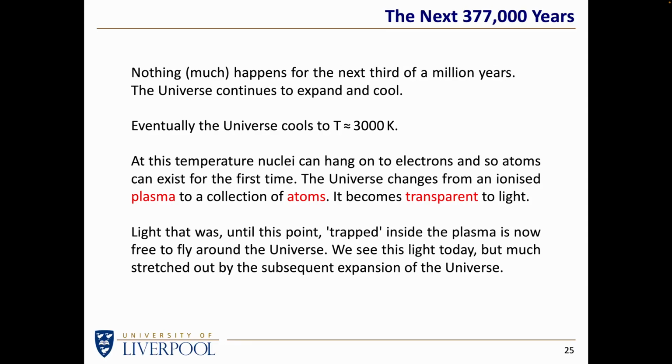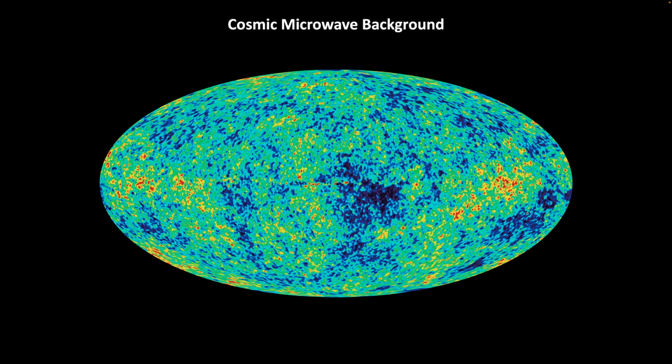The universe is now 1,000 times bigger than it was, so the wavelength of light has expanded 1,000-fold. So instead of the wavelength being microns, the wavelength is now millimeters, 1,000 times longer. So we don't see it as visible light, we see it as microwaves. So this is the origin of the cosmic microwave background.